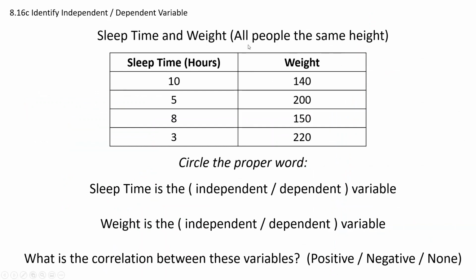Okay, sleep time and weight. All the people are the same height. One person sleeping 10 hours, they weigh 140. One person sleeps 5 hours, they weigh 200. 8 hours weighs 150, and so on. The time you sleep is going to be the input. That's the cause, the independent variable. The weight is going to be the output. The weight depends on your sleep. The correlation between these variables, let's see. It looks as if when you're sleeping a lot, you don't weigh as much. And as your sleep time decreases, your weight is going up. So as one goes down, the other goes up. That's a negative correlation.